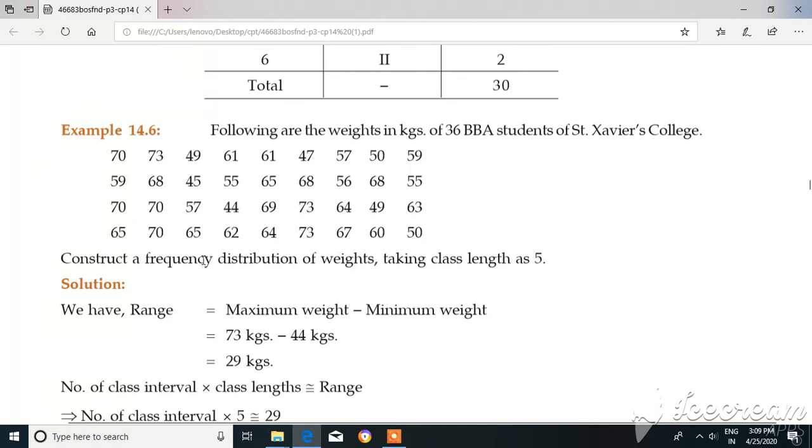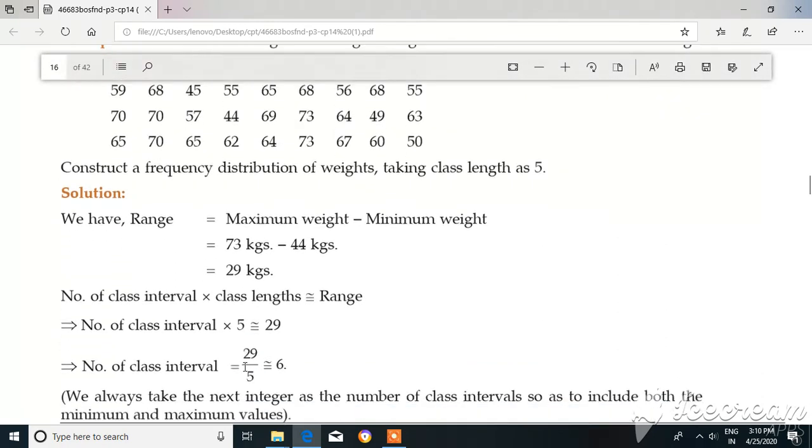We have to construct a frequency distribution of weights taking class length as 5. So they have already mentioned that we have to consider classes, and its length is 5. How do we find its range? Range is nothing but the largest observation, which is the maximum weight, minus the smallest observation, which is the minimum weight. From this I observe 73 is the largest observation and 44 is the smallest observation, right. So I got 29 kgs as my range.